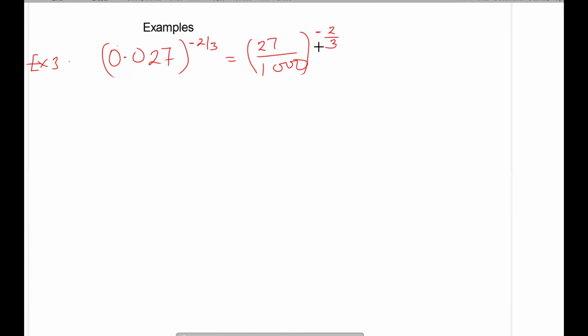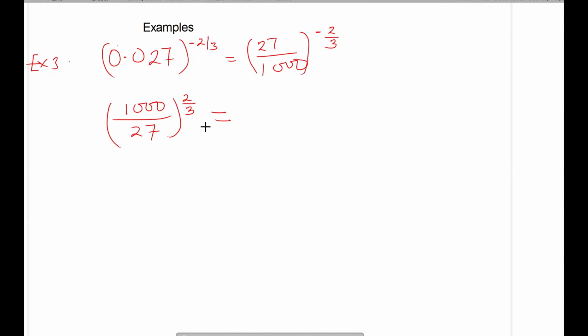And the power here is a negative value, negative 2 over 3. Now, the first assignment here is to remove this negative. And don't forget, from our fractional index law, in which we have a fraction in the bracket, to remove this negative is just to flip this fraction. So for me to remove this negative, I will just say that 27 over 1000 becomes 1000 divided by 27, all raised to the power of 2 over 3. So the negative has been removed by flipping the fraction.